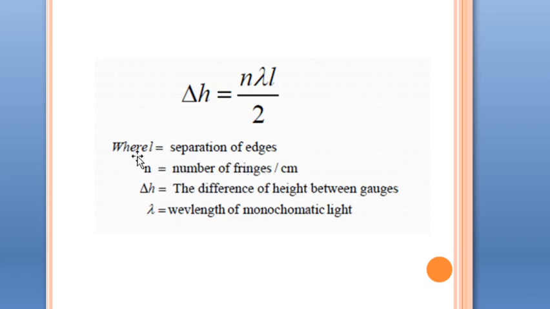We have to count how many fringes are created in monochromatic light, per centimeter. Del H equals N lambda L divided by 2. This is the difference in height. It indicates the Ra value. Suppose del H is equal to 0. The surface is a good, fine surface, with no peaks and valleys. If any ups and downs are there, by using the formula N lambda L by 2, we calculate the Ra value.